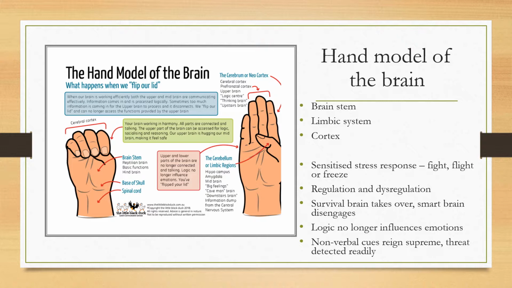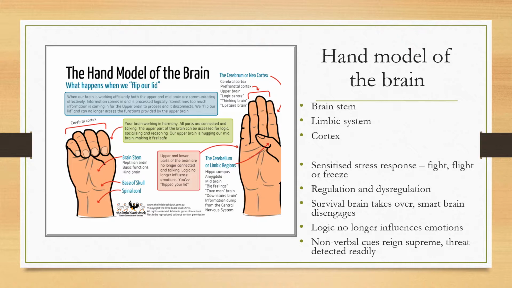When you're well regulated, your thinking brain is engaged, and you can make the most of all parts of your brain. When you are dysregulated, your brain thinks that you are under threat, and you cannot use your thinking brain. The survival brain takes over, the smart brain disengages. And when the survival brain is in charge, the non-verbal cues reign supreme. Unfortunately, our use of language is largely in our cortex. So when we flip our lid, we can't access language in the same way.